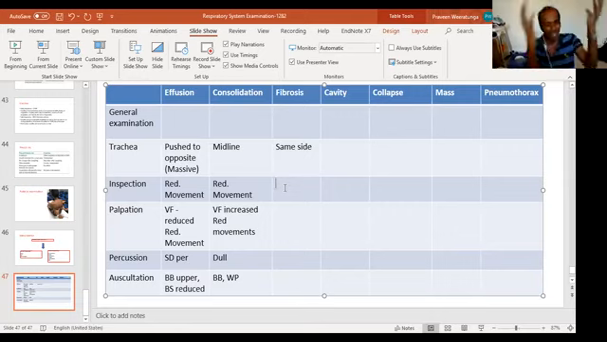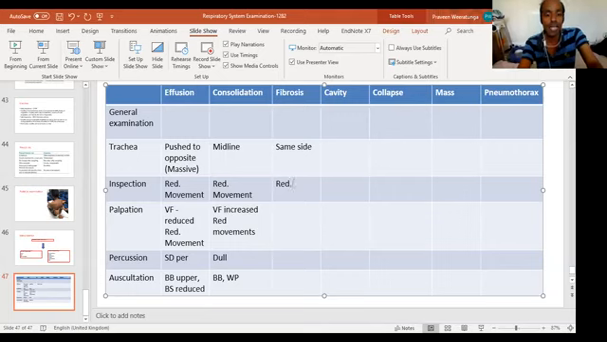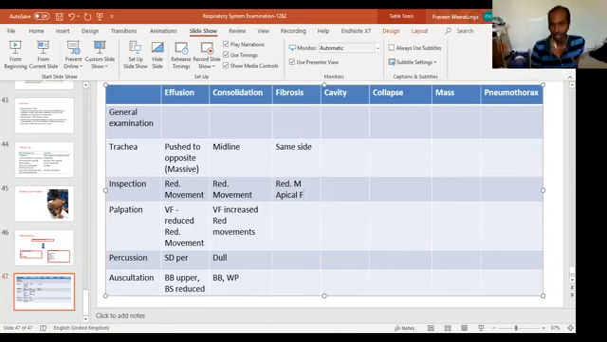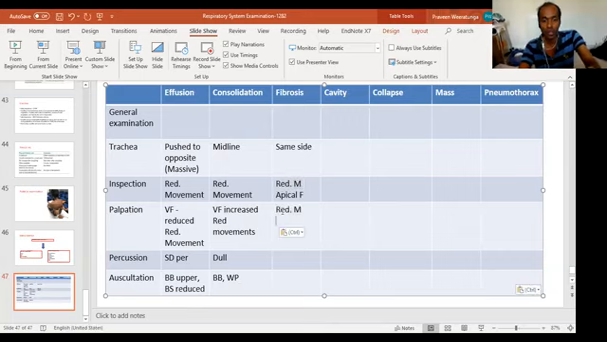On inspection, it is very clear this lung is destroyed, it is just fibrous tissue, so there are reduced movements in that area. I also have to tell you that a key feature of apical fibrosis is apical flattening. I showed you a picture of that. Apical flattening is the key feature, because it's shrinking of the lung tissue in that area. On palpation, you will see the reduced movements with your hands as well.